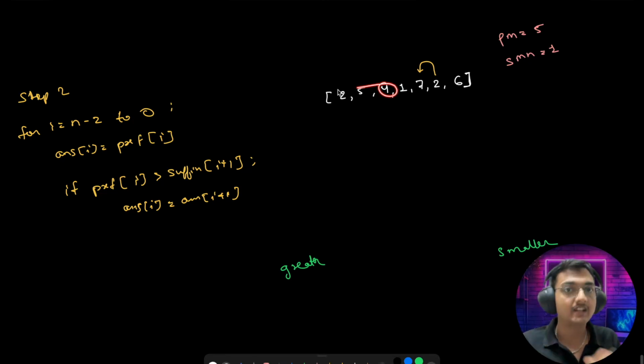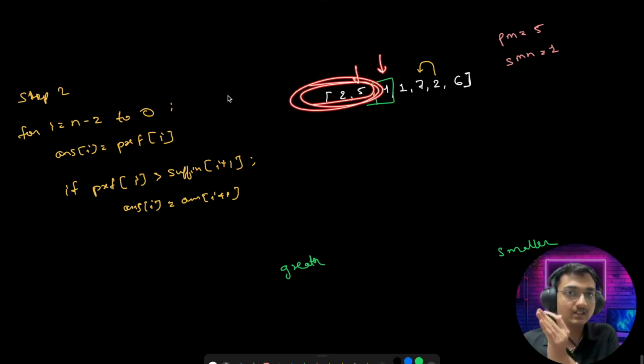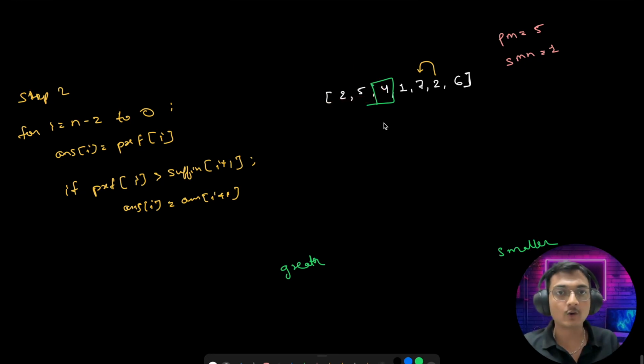Either the max number will be present here only. Okay, I'm talking about only this index. So my two conditions: either my prefix max will be here, or my prefix max will be on this left part. I hope you got it. So either my max will be here, or my max will be in any part of the left.